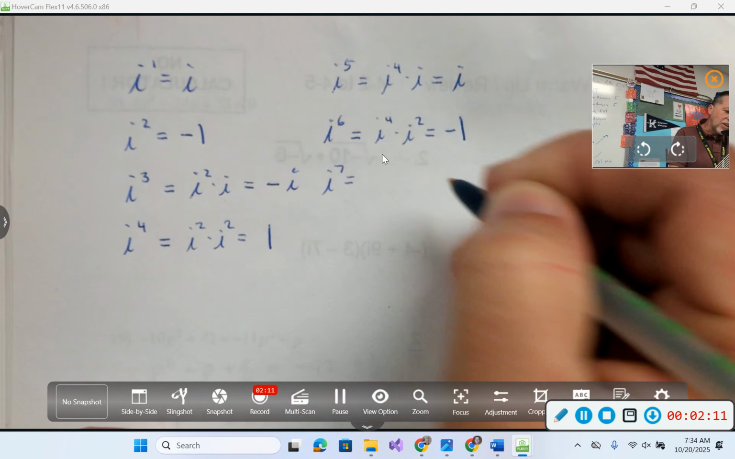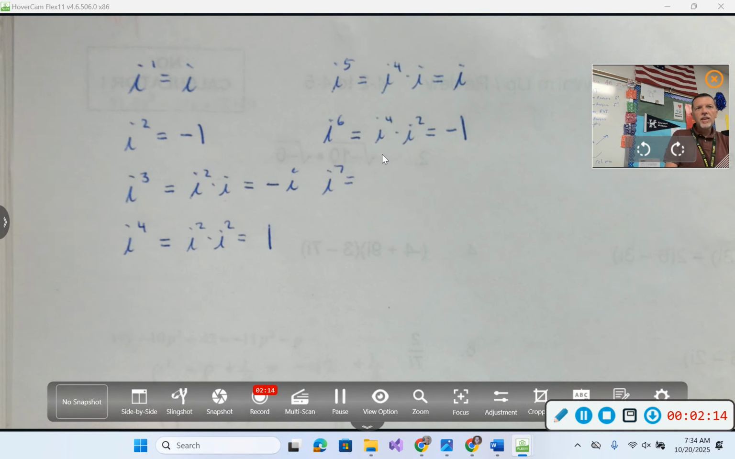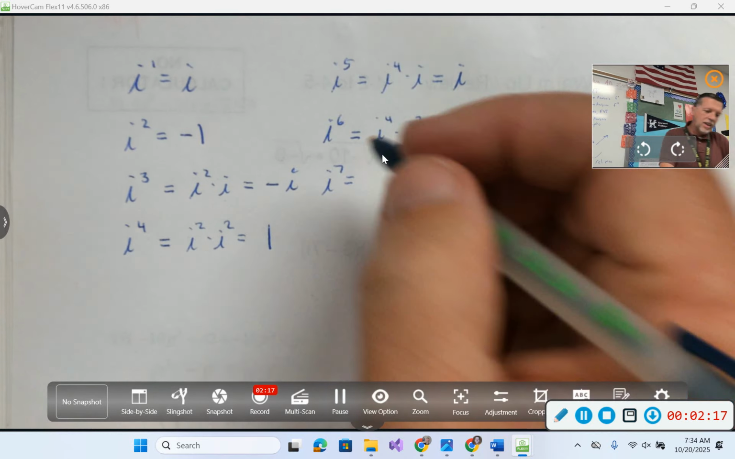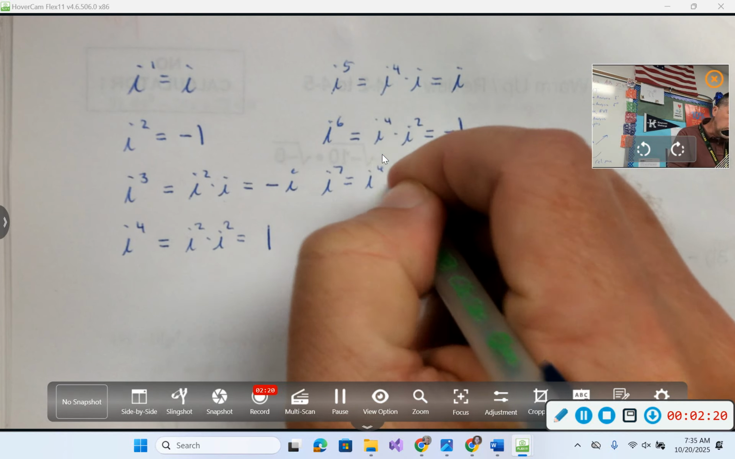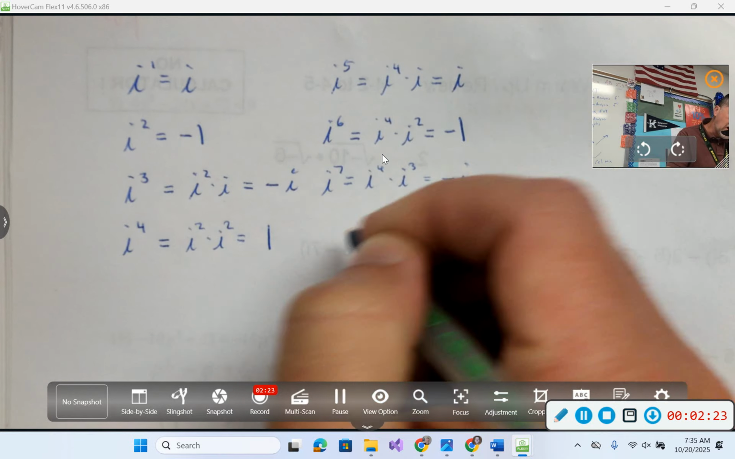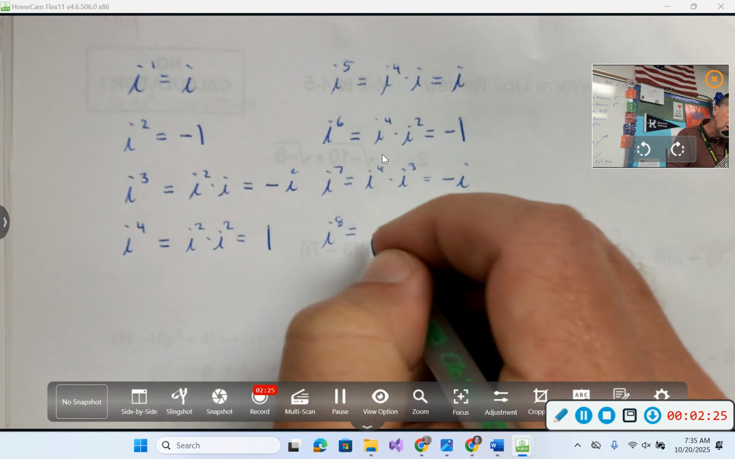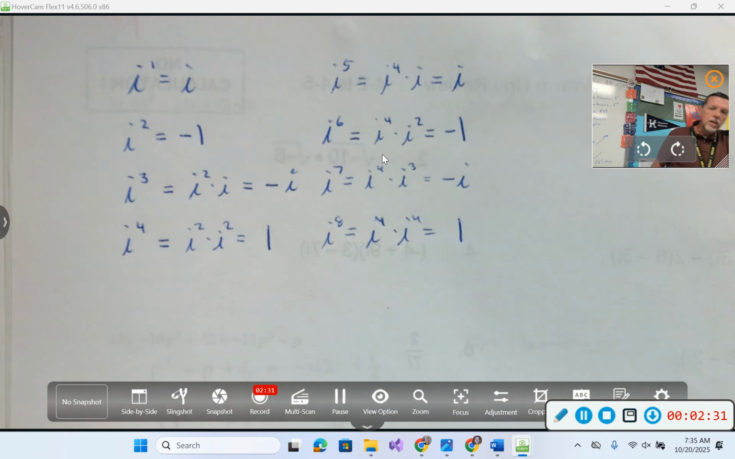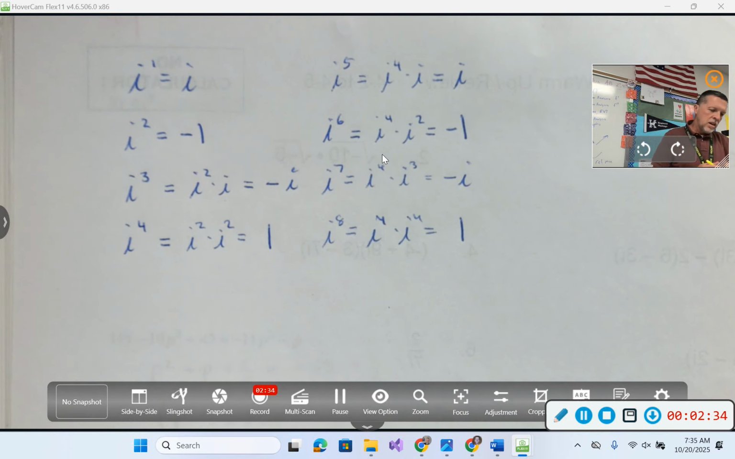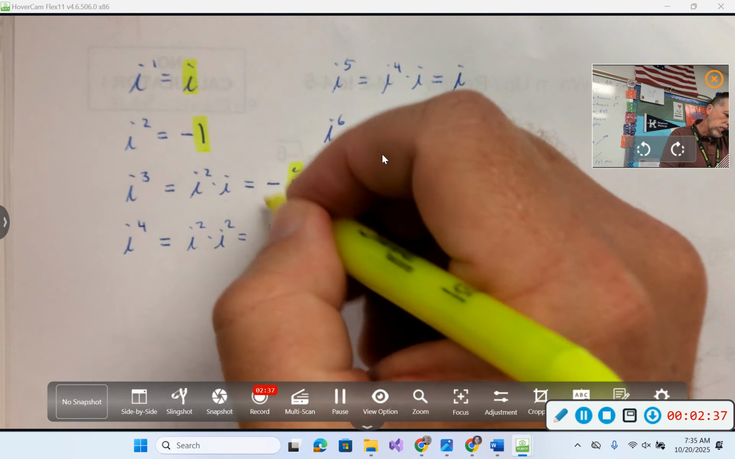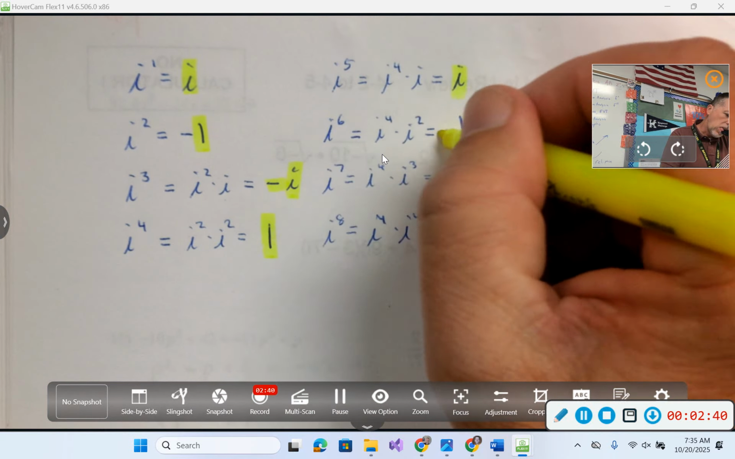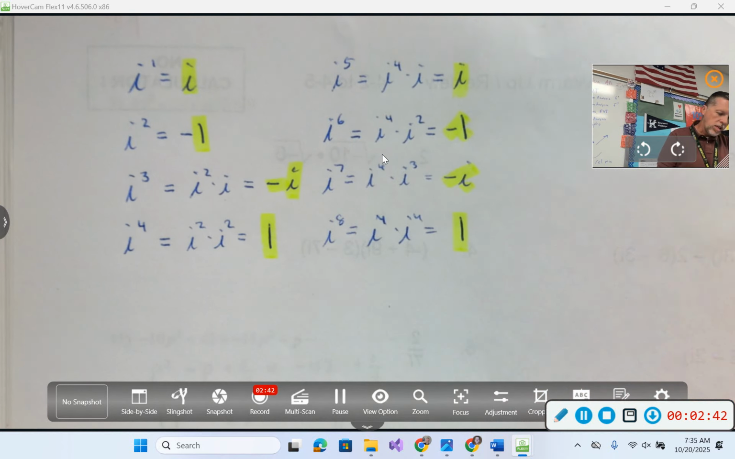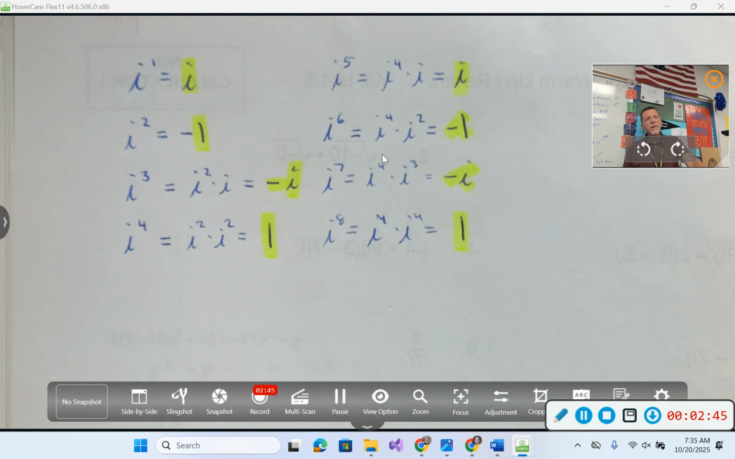What about i to the seventh? -i. Either you picked up on the pattern or you think, well, let's just do it this way. That gets us -i. i to the eighth is 1, i to the fourth times i to the fourth is 1. See a pattern there? i, -1, -i, 1. But it's not a pattern you have to memorize. It's a pattern you can figure out.